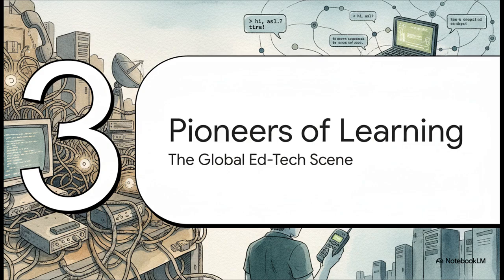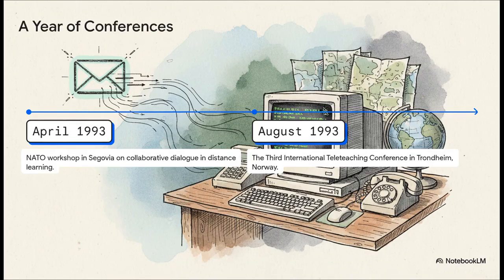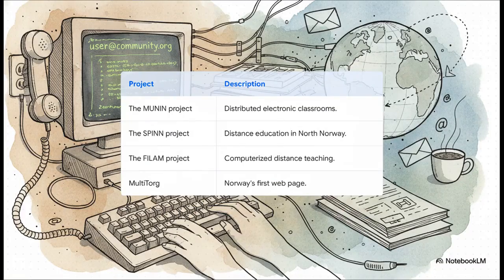Now, this spirit of innovation wasn't just happening in Norway, and it wasn't happening in a vacuum. It was actually part of a global movement to use these new tools for something really profound: education. From a snowy Segovia, Spain, where Paulson had packed for summer and got hit by a blizzard, all the way to Trondheim, Norway, these pioneers were gathering at conferences. They were sharing techniques, presenting their projects, and literally building the foundations of online learning as we know it today. That teleteaching conference really showed that tiny Norway was an absolute powerhouse in this field. You had projects like Munin, with its electronic classrooms, and Multitorg, the country's first ever web page. It was clear that the nation was punching way above its weight.